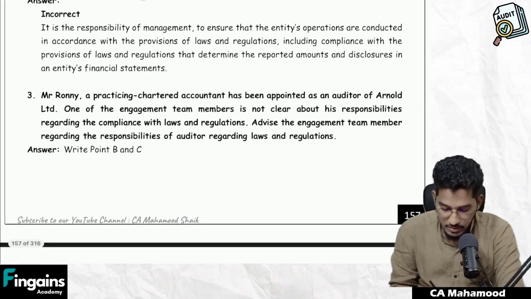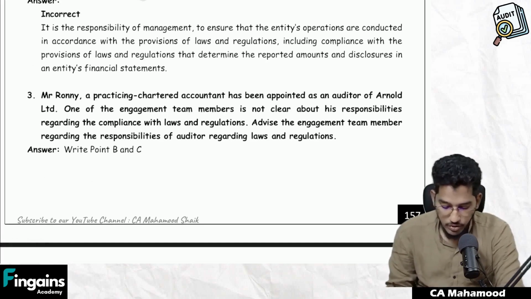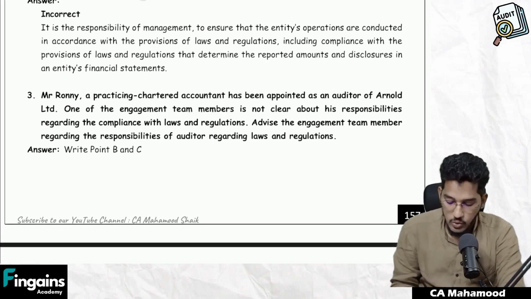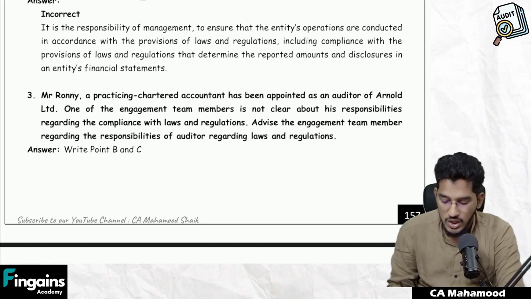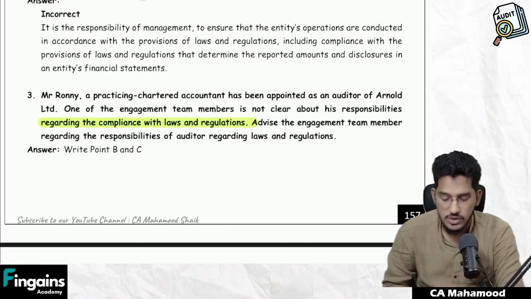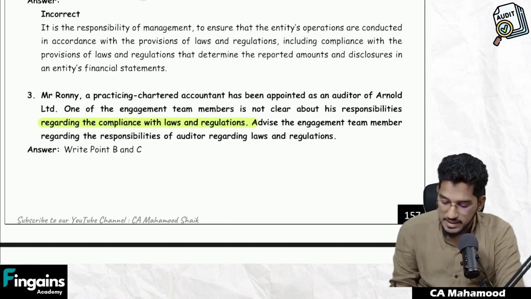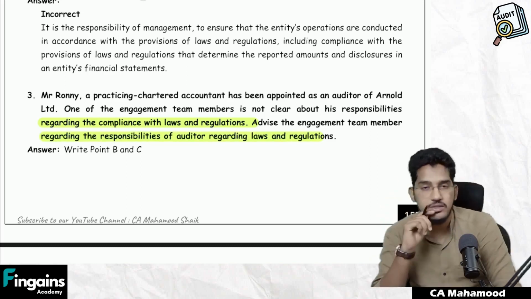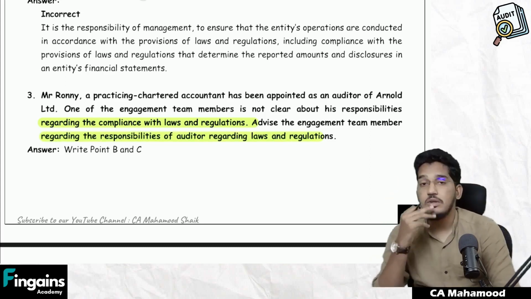Next, Mr. Ronnie, a practicing chartered accountant, has been appointed as auditor of Arnold Limited. One of the engagement team members is not clear about his responsibilities regarding the compliances with laws and regulations. Advise the engagement team member regarding responsibilities of auditor regarding laws and regulations. So this is how the question will be tested.